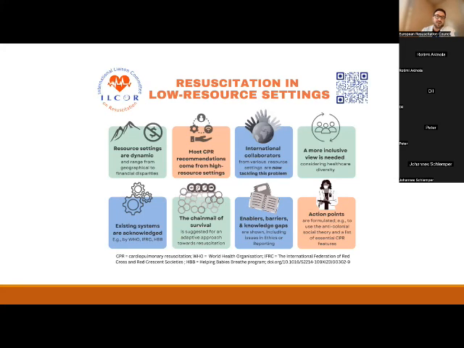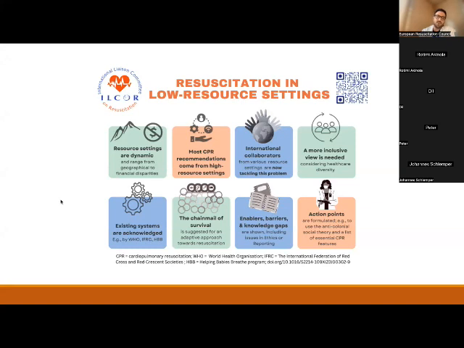We have really stressed that a more inclusive view in the future is needed on this, and that we need to involve people from all kinds of resource settings in the development of guidelines. If we say this is truly international and this is a guideline, a recommendation that we want to publish for everyone. We have acknowledged existing systems.